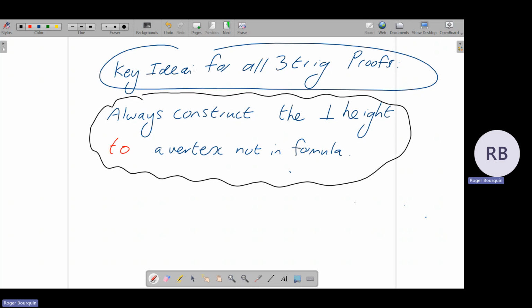Okay, in all of these proofs, you're going to construct a perpendicular height to a vertex of the triangle. The trick is that when you construct the perpendicular height, it must be to a vertex and not uniform. So always construct the perpendicular height to a vertex, not in the formula, so a corner and not in the formula. So that's going to be important.